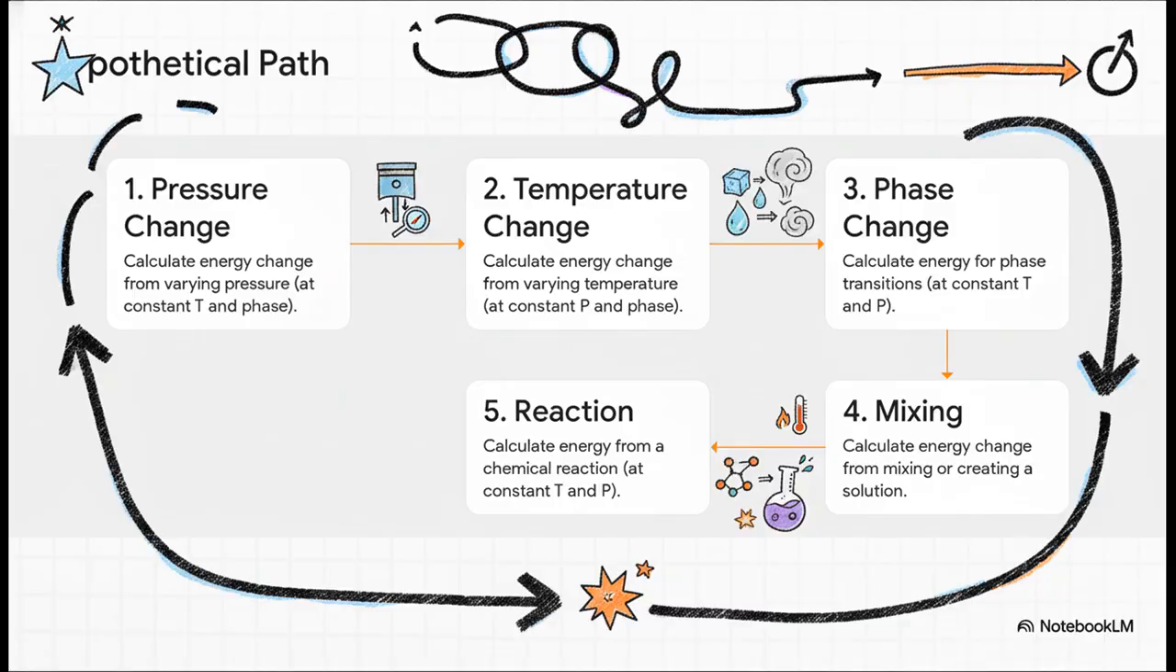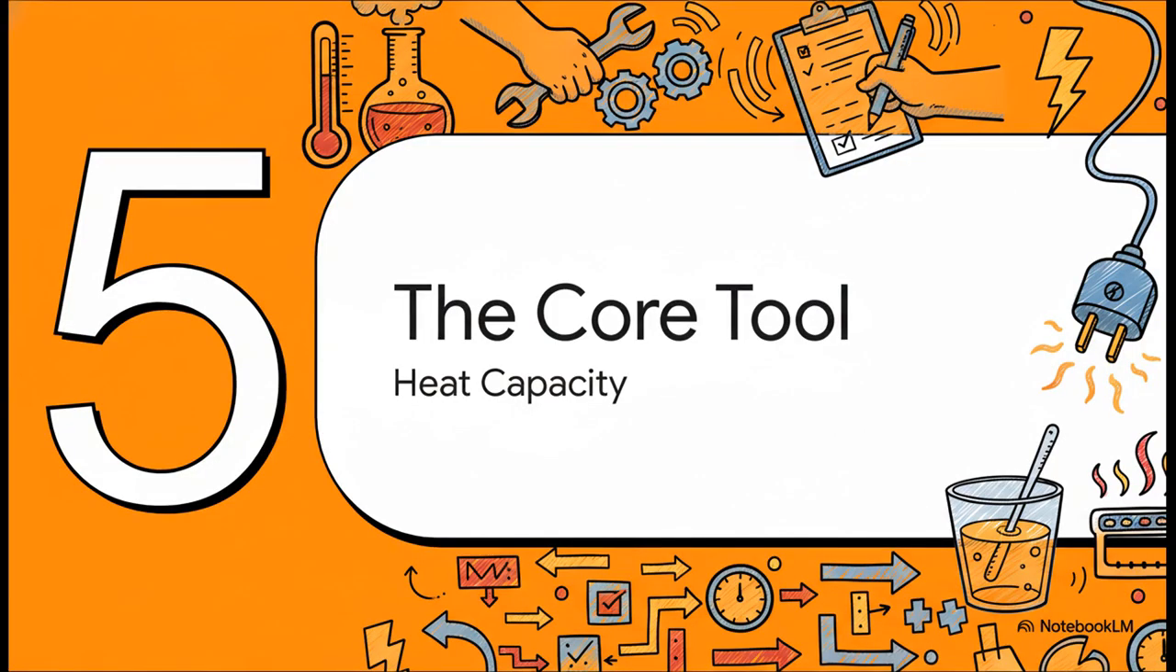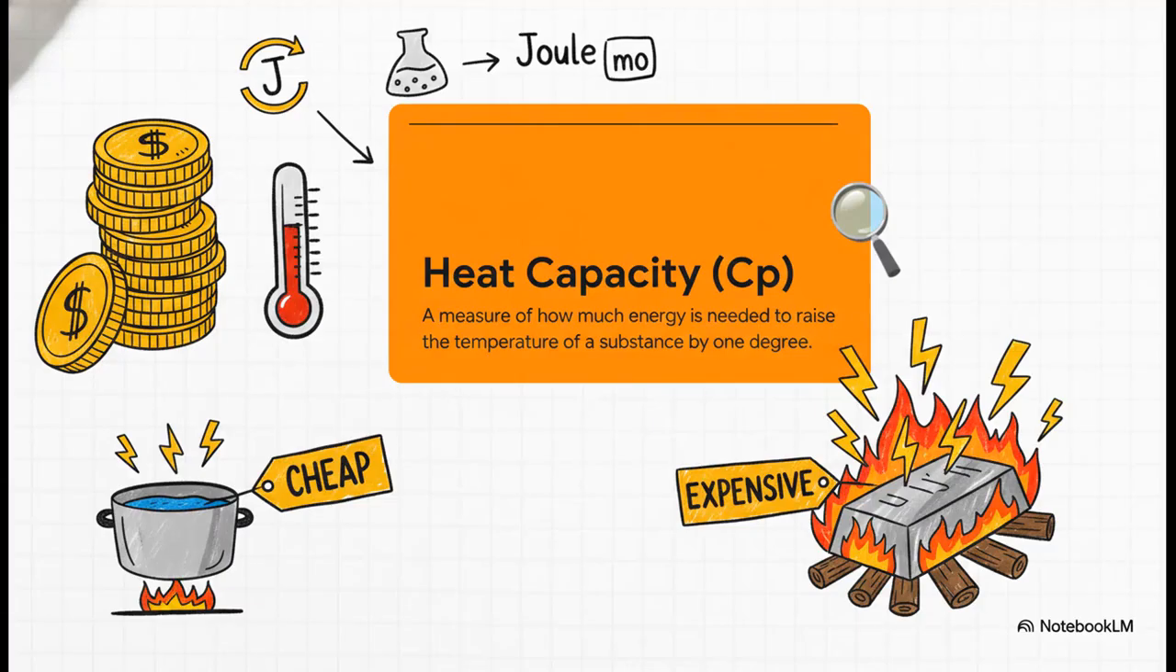It's so clever. Now, of all those little steps on that imaginary path, by far the most common one is figuring out the energy needed to change a substance's temperature. And for that, there's a specific, absolutely crucial tool. That tool is called heat capacity, or CP. And I love this analogy. Just think of it as the price of heat. It tells you exactly how many joules of energy you have to pay to raise the temperature of 1 mole of something by 1 single degree Celsius.